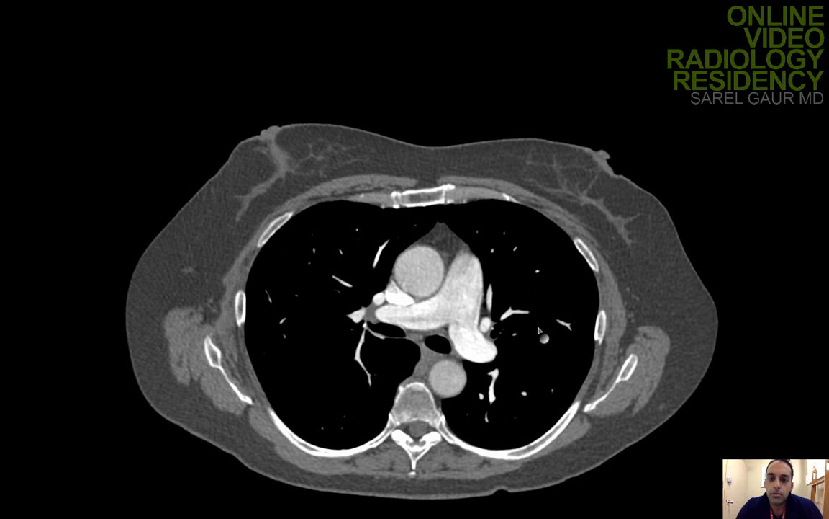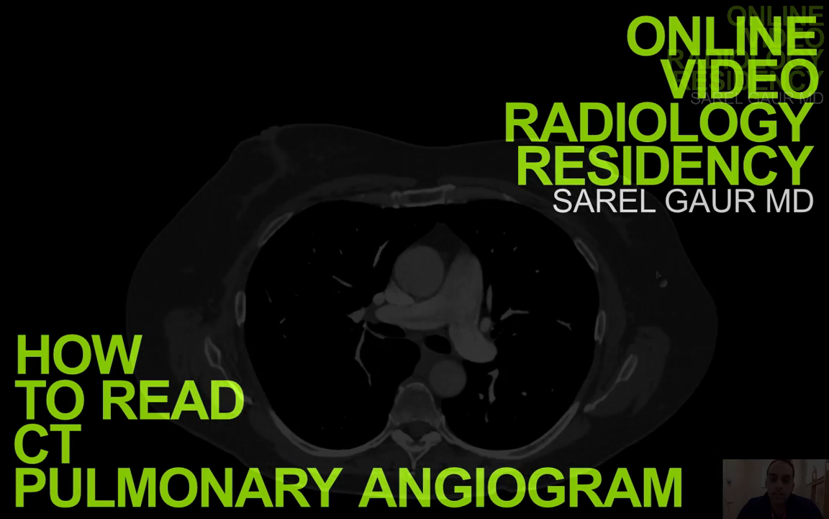In the next segment, I will show you some positive cases, and then you'll have a reference point for what a positive case and a positive pulmonary embolus looks like in contradistinction to this negative study.